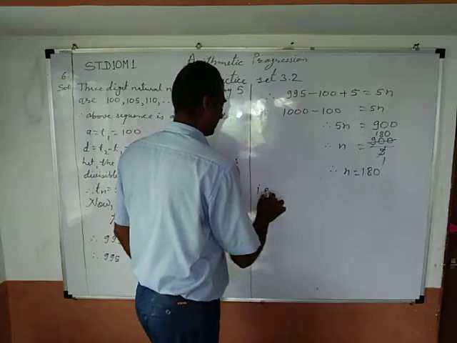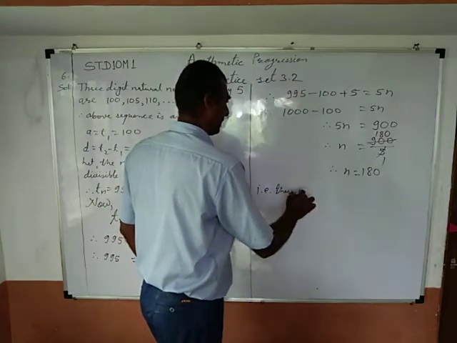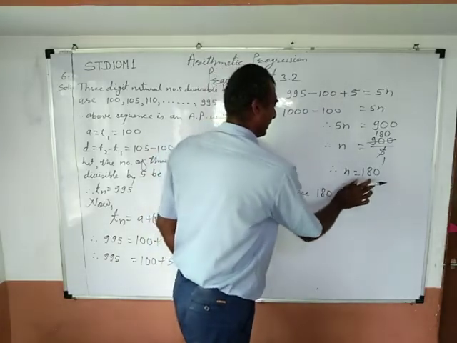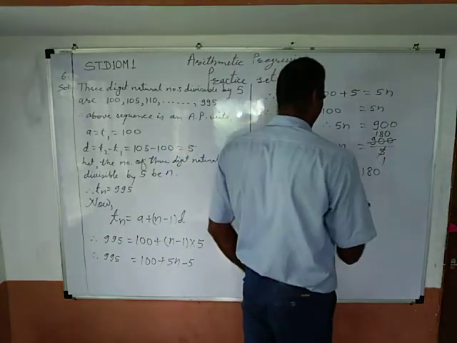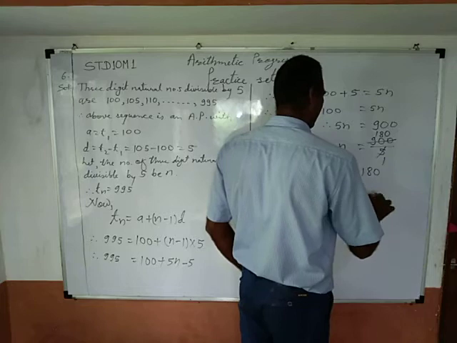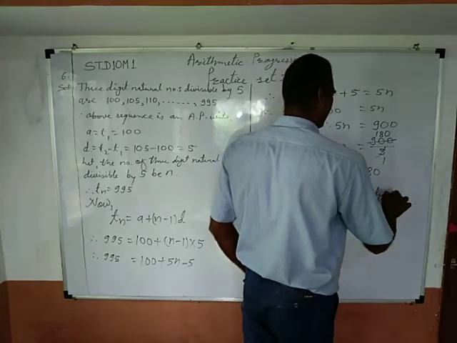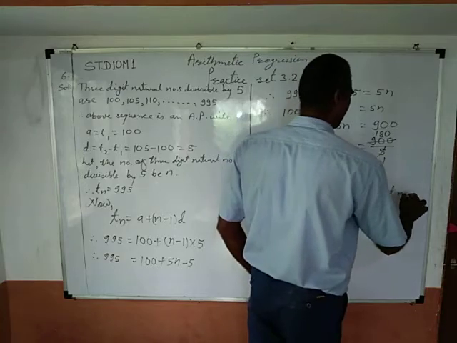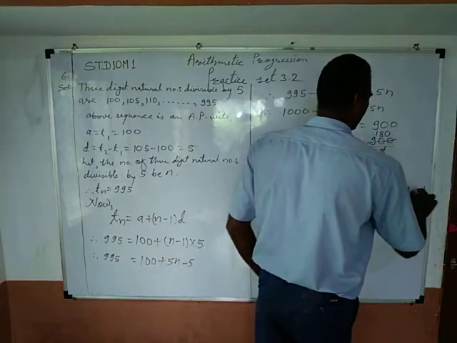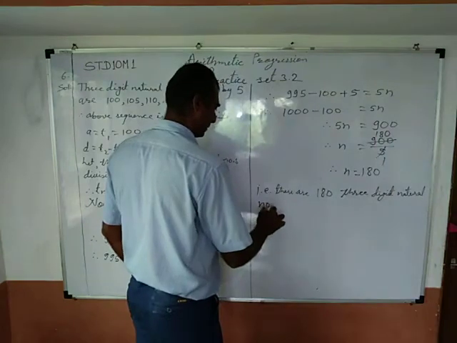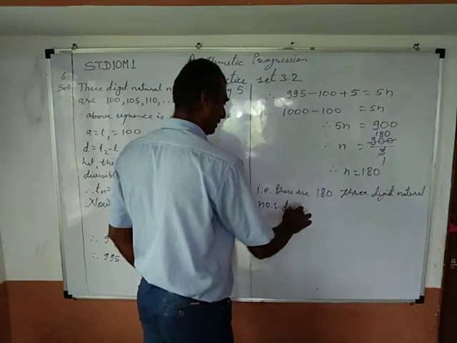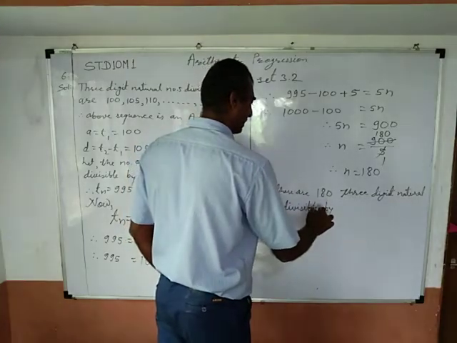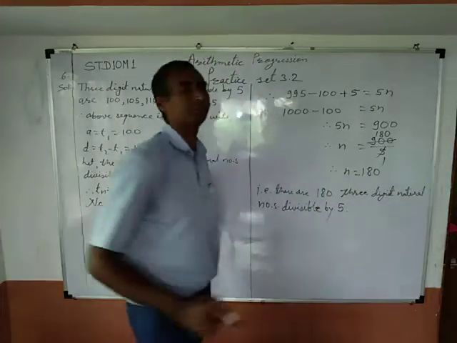That is, there are 180 3-digit natural numbers divisible by 5.